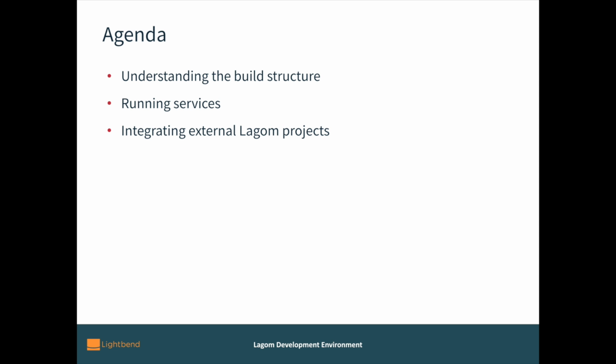We're going to start by looking at the build structure of a sample project named Chirper that is available within our GitHub repository. Then we will see how you can run all the services projects defined within that build. And last, we will see how you can integrate with external Lagon projects.